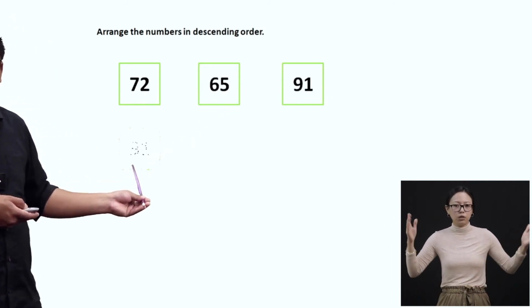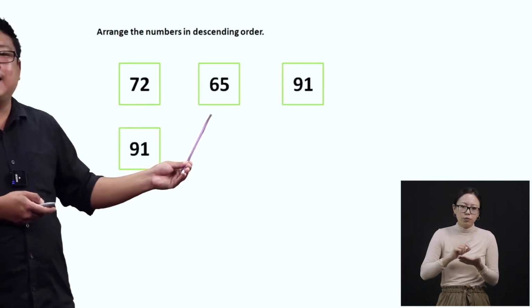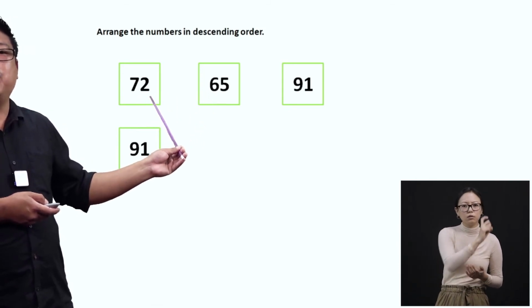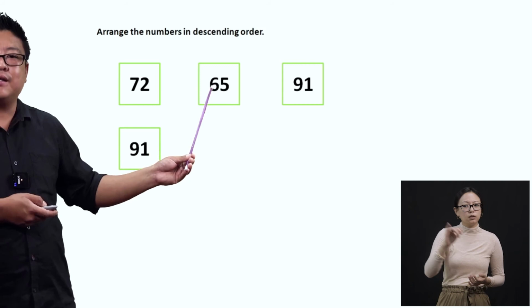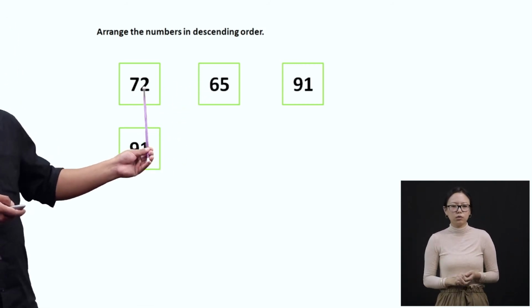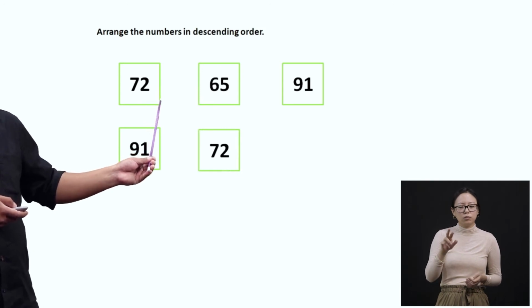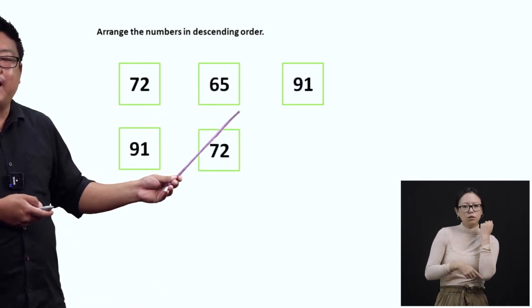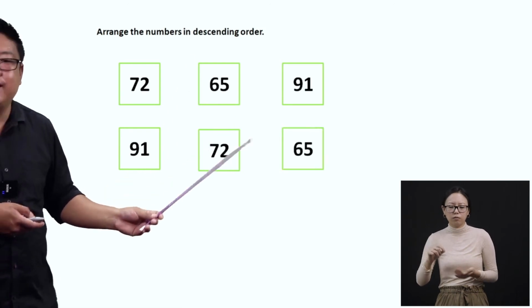So we will write 91, and after that 6 and 7. We can compare them. We know that 7 is greater than 6. So 72 is greater than 65. Therefore, 72 will come in the second place. And finally, 65 will come in the final place.